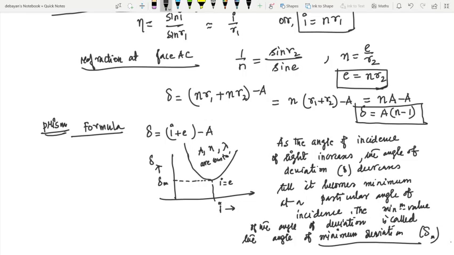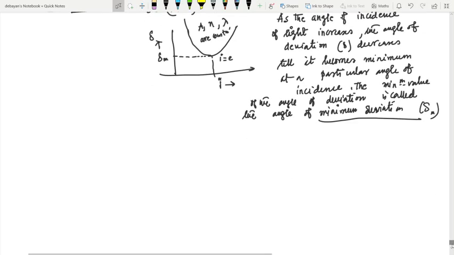That means there is not more than one point or one minimum angle of deviation. Actually there is only one and only one angle of incidence for which the deviation produced by the prism is minimum. So now we will show what the relations are between the angle of minimum deviation and the angle of prism and all those things.